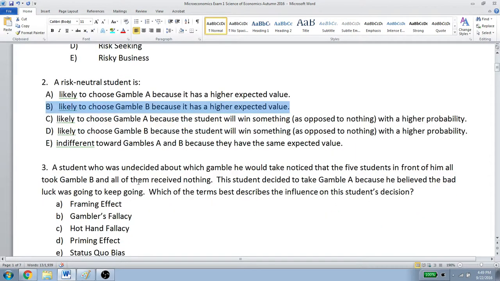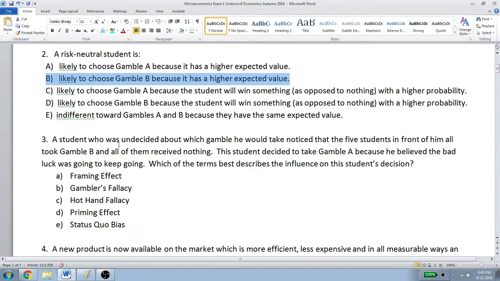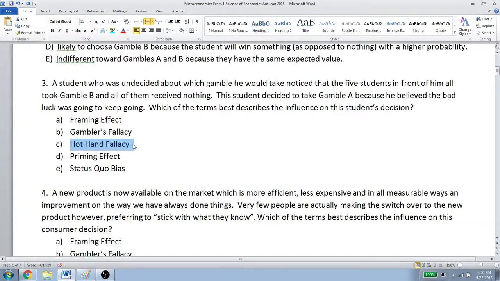The next question, number 3. A student who was undecided about which gamble he would take noticed that the 5 students in front of him all took Gamble B and all of them received nothing. So because he saw that happening, he got scared and he believed that he should choose Gamble A because he thinks that the bad luck was going to keep going. When you hear a trend that's continuing, then you are falling for the hot hand fallacy. The actual chance that this new student is going to win or lose with Gamble B is independent of whatever happened to the people before him, and so he's falling for a fallacy. That's what the hot hand fallacy is.